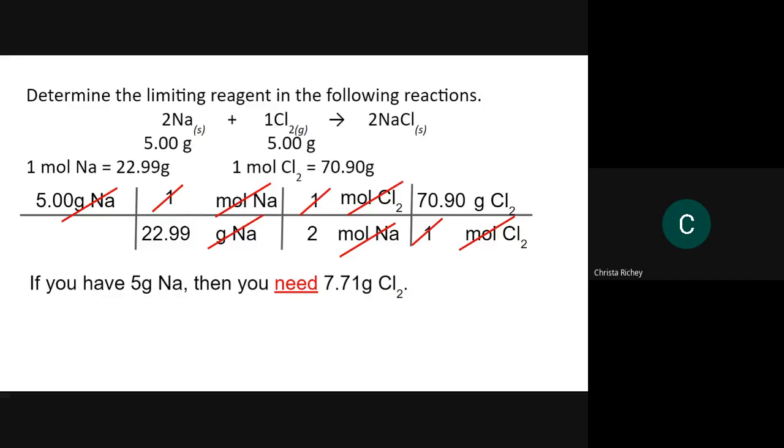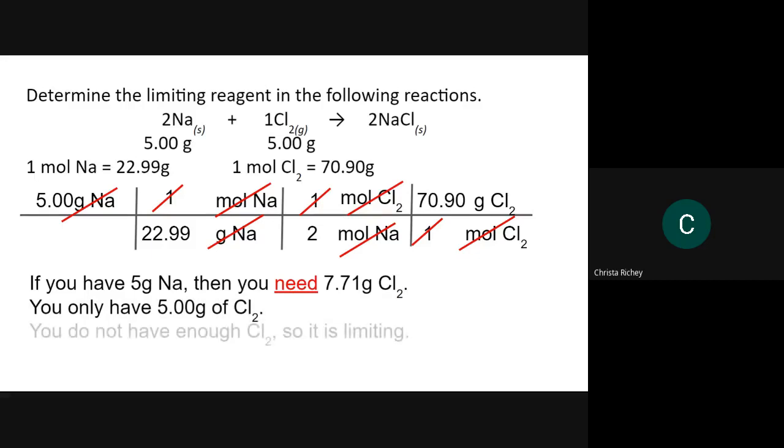If you would have had more than what your math said, then that would have been an excess, and the other thing would have been the limiting reagent. Now, I did see some people when I was grading your work, you actually worked both problems out. Like you did the 5 grams of sodium to the sodium chloride, and you did the 5 grams of chlorine to the sodium chloride in grams, and whichever one's the smallest amount, that's it. That'll work. It's just you're doing an extra problem that you don't have to do. Okay, so you only have 5. You do not have enough at all. So chlorine is limiting. That means sodium is in excess.